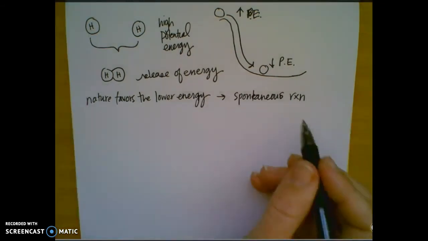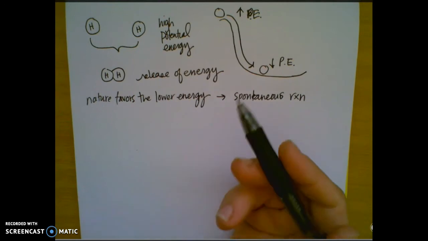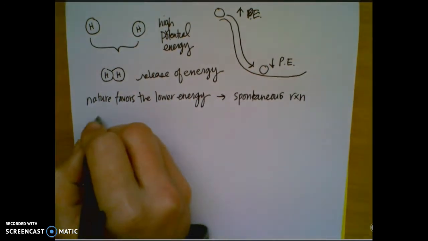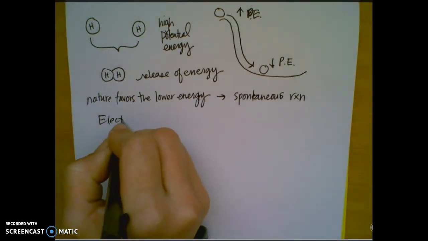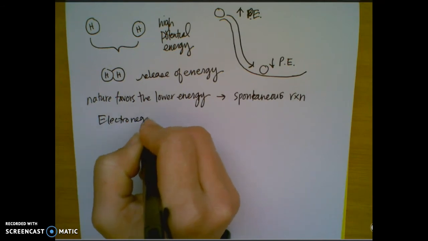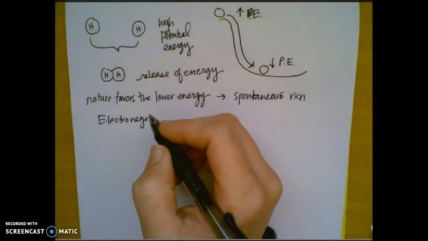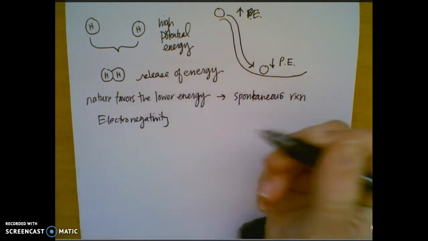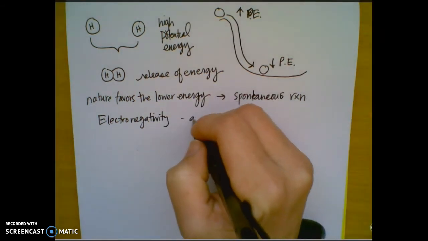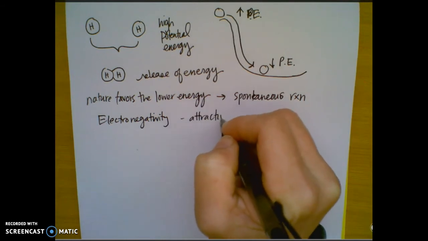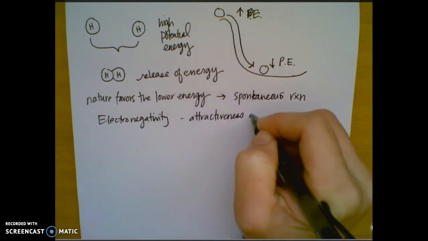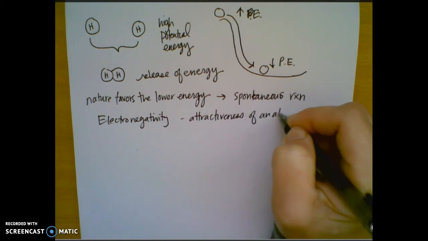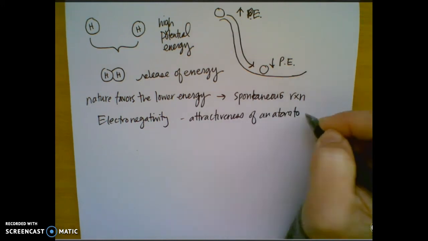So what actually determines how atoms bond is electronegativity. So electronegativity is how attractive electrons are. So the attractiveness of an atom to electrons.